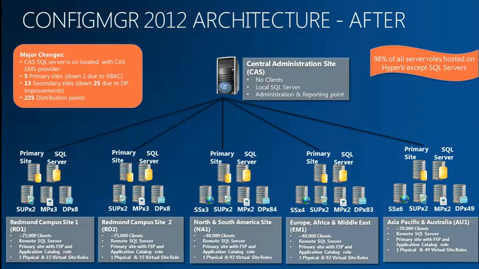Also, we have a total of 225 distribution points. The other thing I want to call out on the right-hand side: you see on the orange bar that 98% of roles are virtualized. Out of 225 or 250 site server roles, only the SQL servers, which is CAS and each primary site SQL server, are physical today. That is the only physical server we have in our architecture, and the rest of them are virtualized, and we are running quite well.